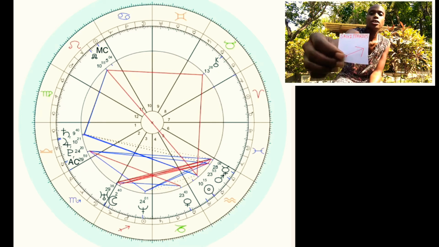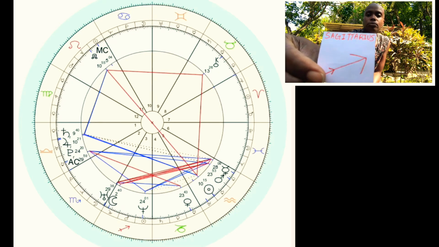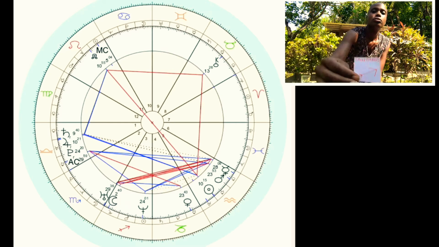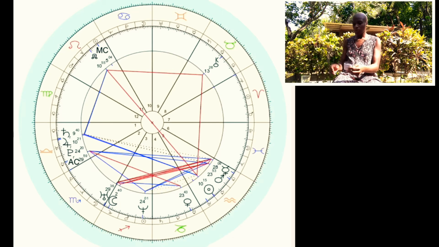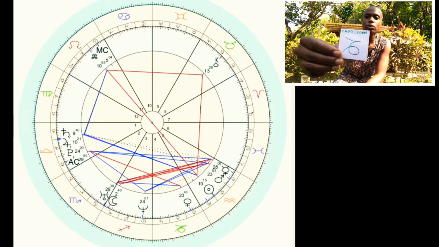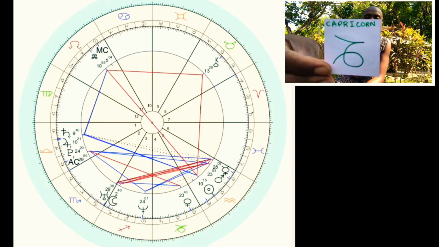Then we have Sagittarius, which is a fire element. Find it on your chart, label it. Looks like an arrow. Then we have Capricorn. Capricorn is an earth element. Find it on your chart and label it.